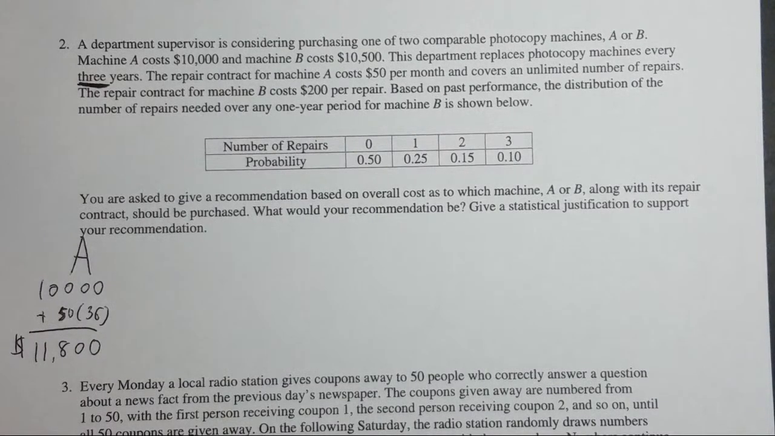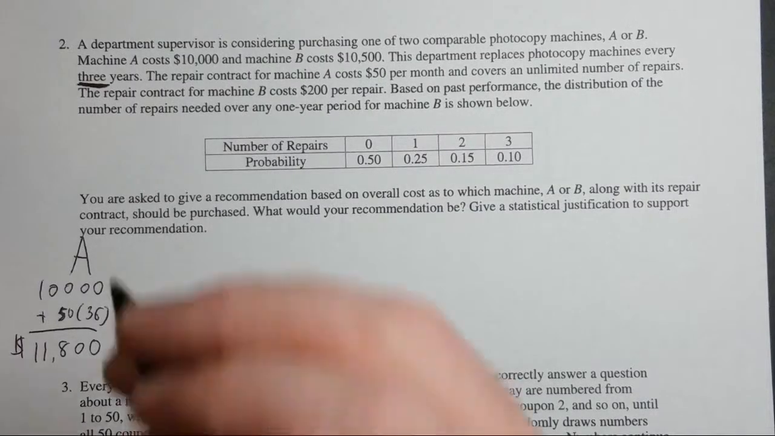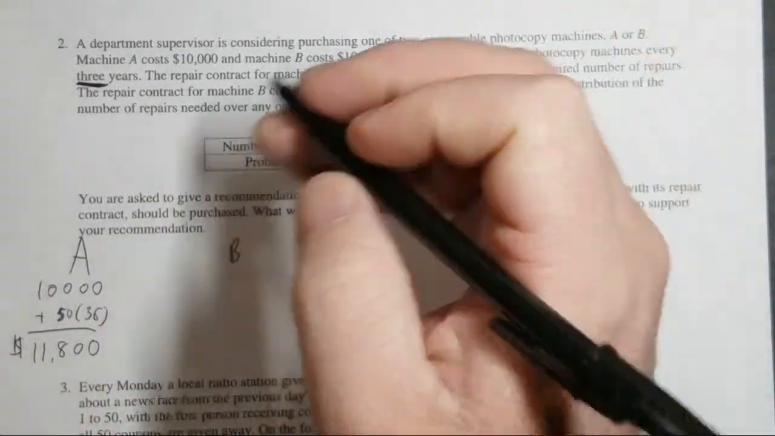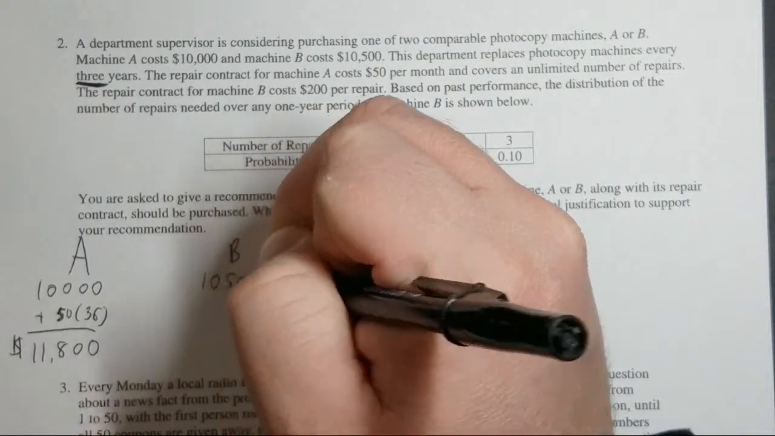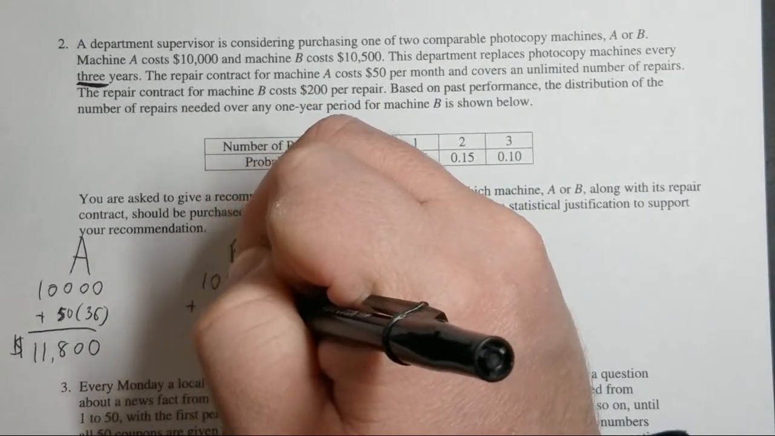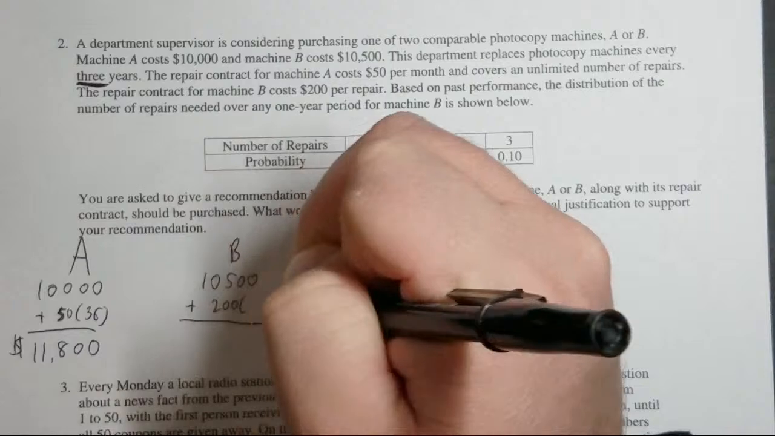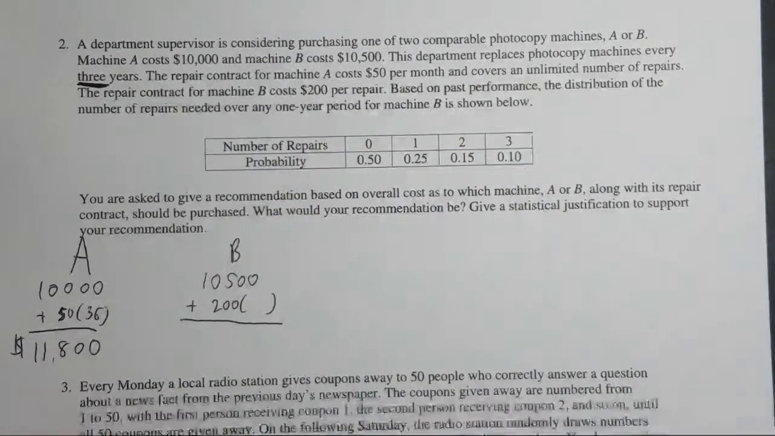Now, machine B. Machine B cost you $10,500 plus $200 per repair. But at this moment, you don't know how many repairs there will be. You don't. You might have 0 repairs. You might have 3 repairs per year. That chart that they gave you is over the course of 1 year.